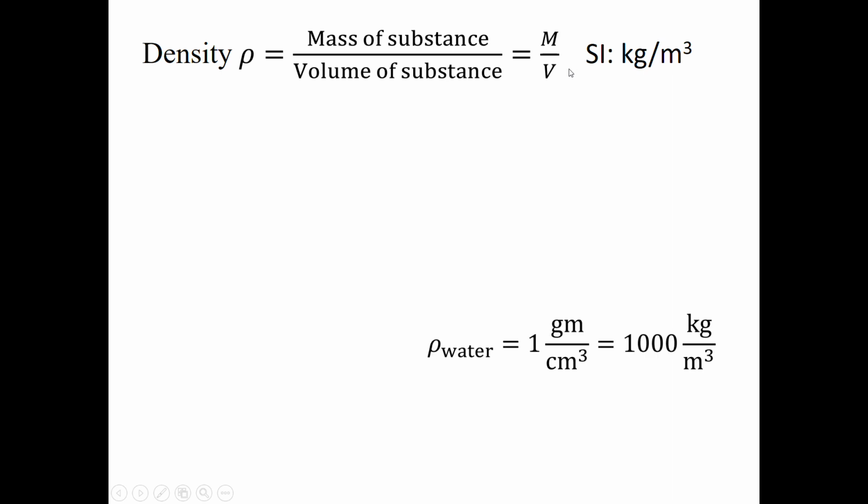One of the most important substances, of course, because it's so ubiquitous, is water. So the density of water is really easy to remember. If you take a cubic centimeter of water, about the size of those cubic sugar cubes, that amount of water would weigh 1 gram. So water's density is 1 gram per cubic centimeter. If you put it in SI units, that's 1,000 kilograms per cubic meter.